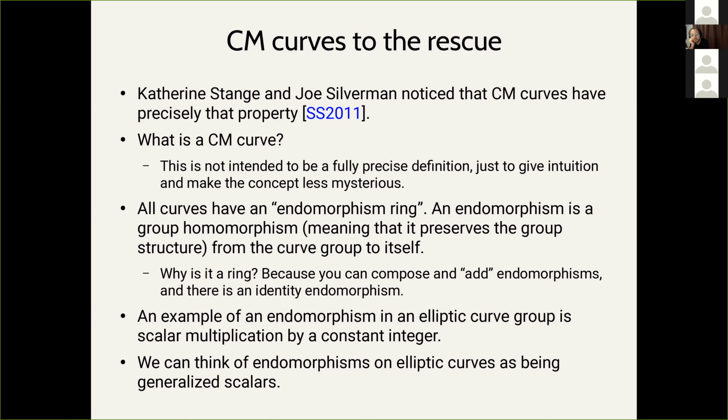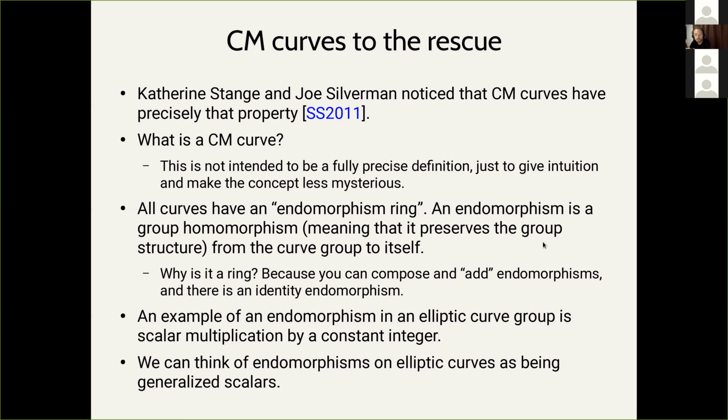So any curve has an endomorphism ring. I think we've talked about endomorphisms in previous zkStudy clubs, but basically it's a group homomorphism. It preserves the group structure. That's from the curve group onto itself. And you can compose endomorphisms, so you can effectively multiply them by composing them, and you can add them, and there's an identity, so therefore it's a ring.